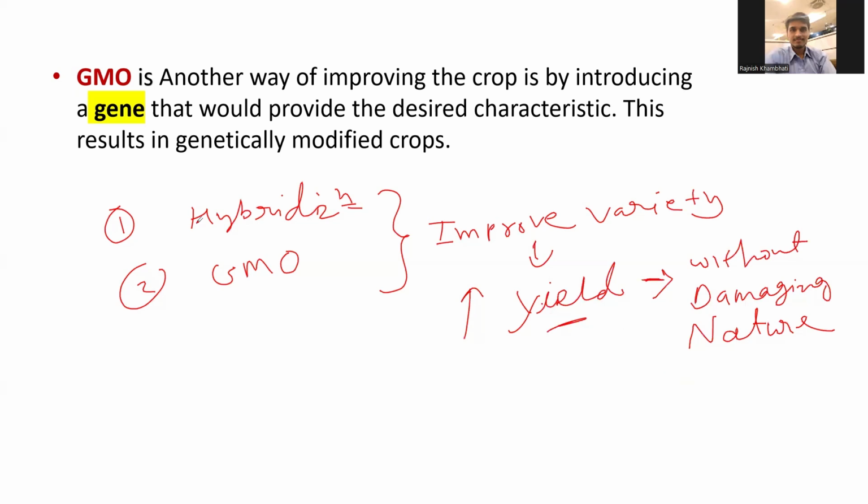Again, see, we want to improve the variety with the help of hybridization and GMO according to your textbook right now. Why do you want to improve the variety? So that you can get increased yield. And how do we want to increase it without damaging nature, so that your natural resources should not get exploited. And why without damaging? So that nature can remain under balance.